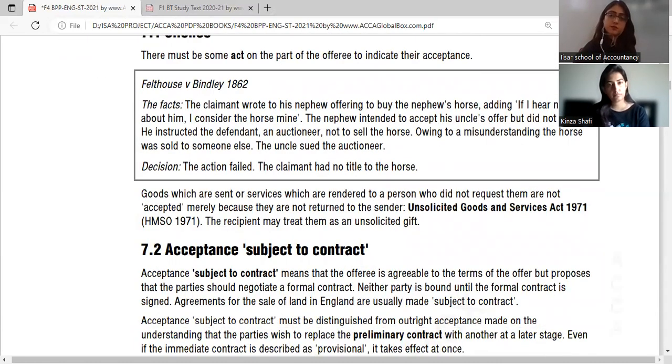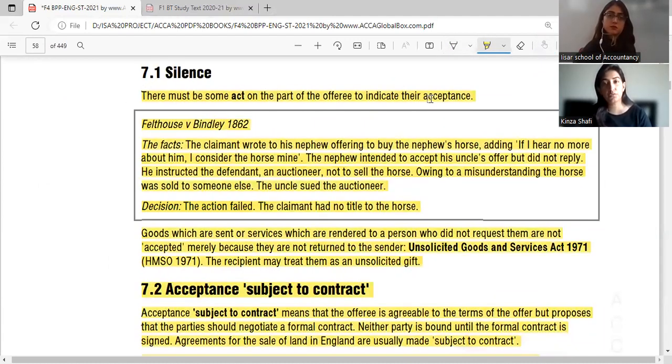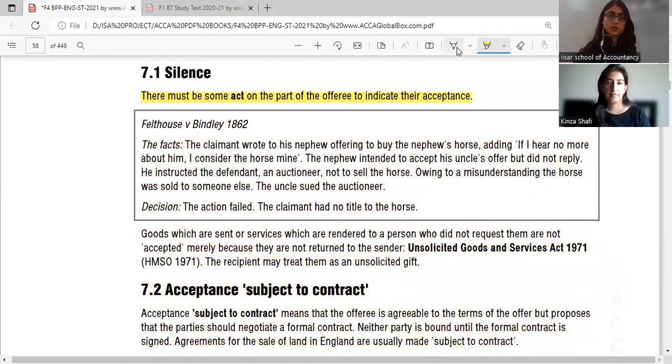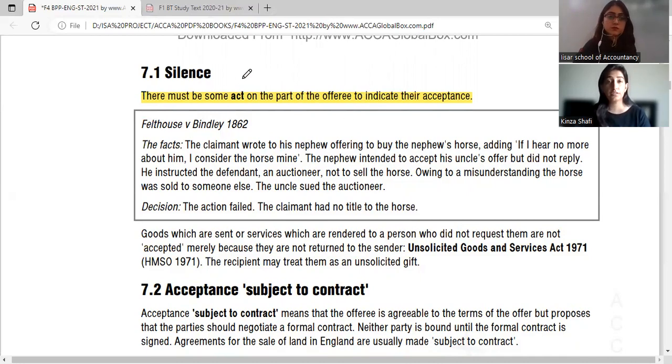Silence. Please read. There must be some act on the part of the offeree to indicate their acceptance. When we are accepting it, the offeree should act on it. For example, I am going to the school, saying okay, I'm accepting your offer. Then they will definitely give me another document saying that from that day you will be coming. So there should be an action after the acceptance has been made. The offeree shouldn't be silent. If the offeree is silent, that means it's not final yet.